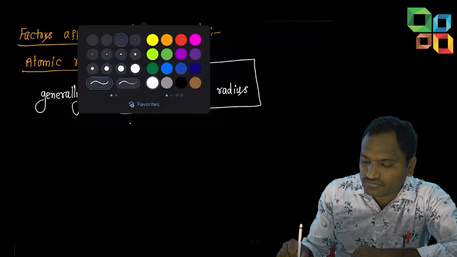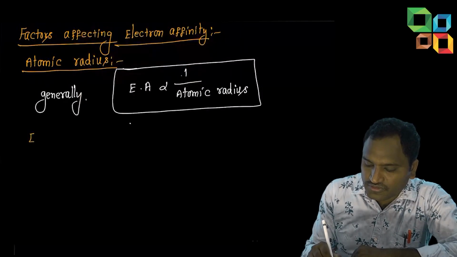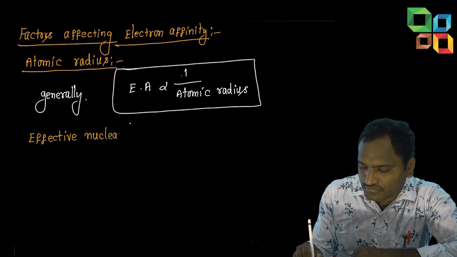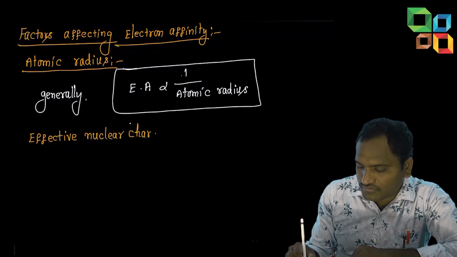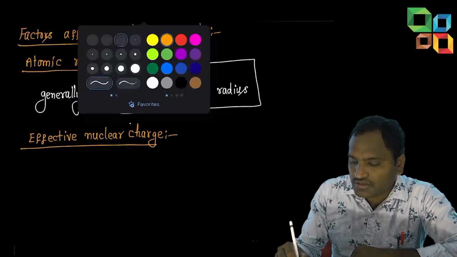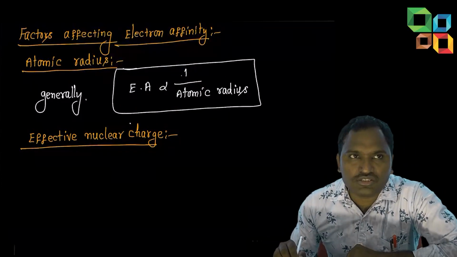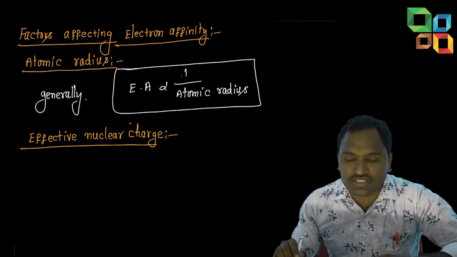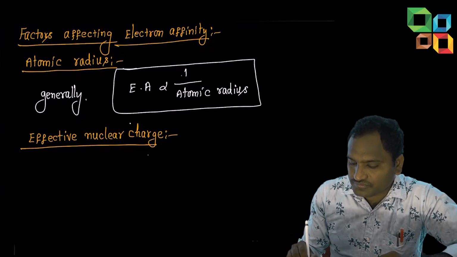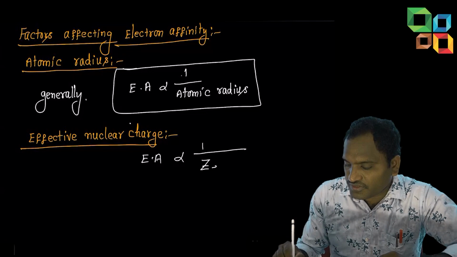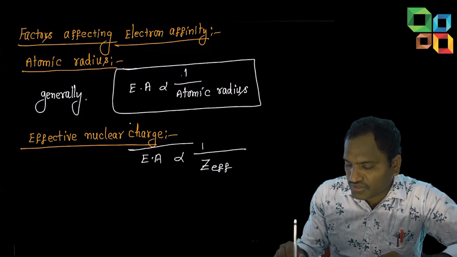Next, effective nuclear charge. Z effective is also called effective nuclear charge. As effective nuclear charge increases, the tendency of attracting electrons also increases, and the energy released will be more. Electron affinity is directly proportional to Z effective. This one also is general.